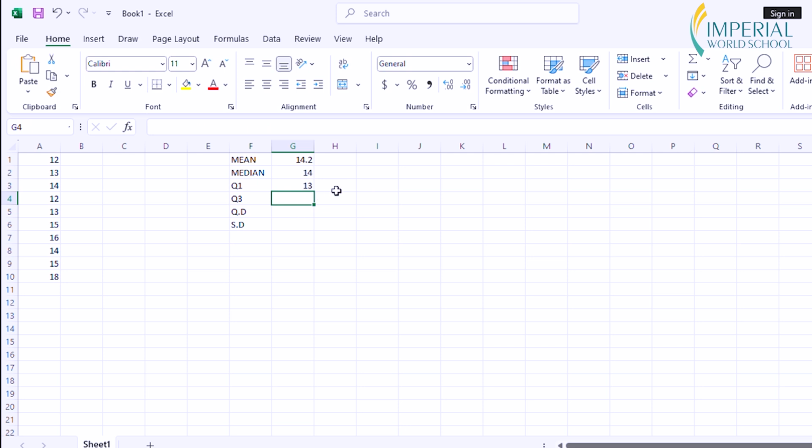Now for Q3, it's going to be the exact same thing as Q1, but at the end, instead of 1, we're going to be using 3 as we're finding the third quartile.